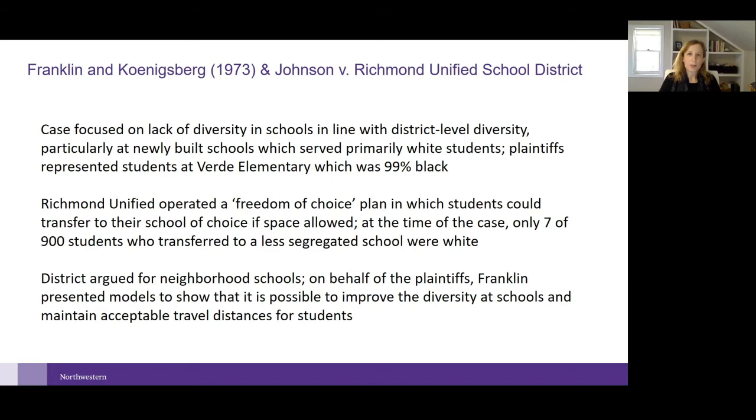The district argued that moving from a neighborhood model to using busing for desegregation would put too much burden on the families, and the distances would be too far to travel. And so Franklin and Konigsberg, and Franklin in particular in the case, argued that no, there are feasible solutions to achieve racial balance and do this within the limits that the district had set on transportation.